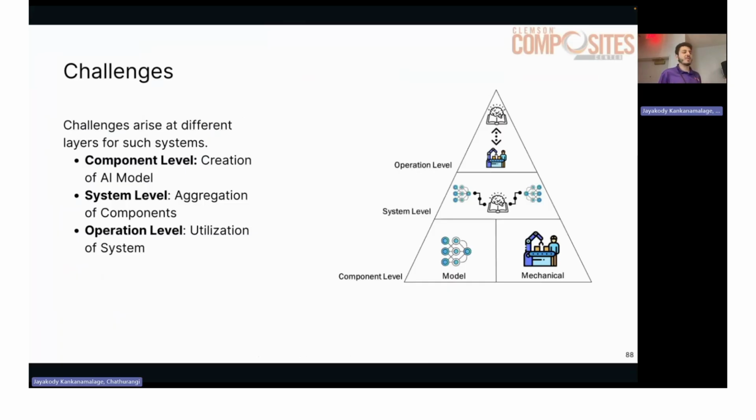In order to help us organize these trains of thought, I came up with these three different layers that we need to think about whenever we're trying to think, all right, how can I incorporate a new AI system into my manufacturing shop floor?